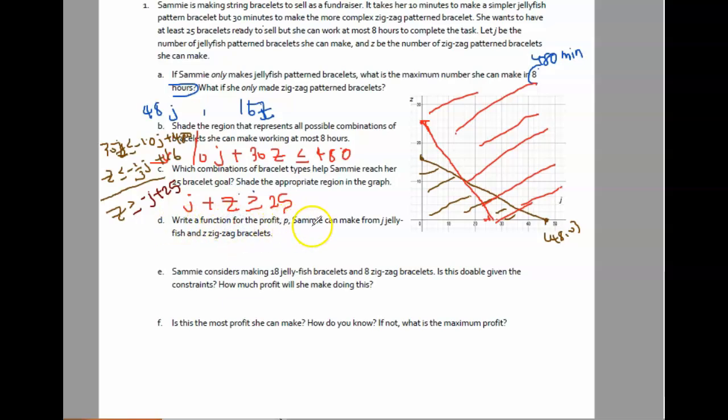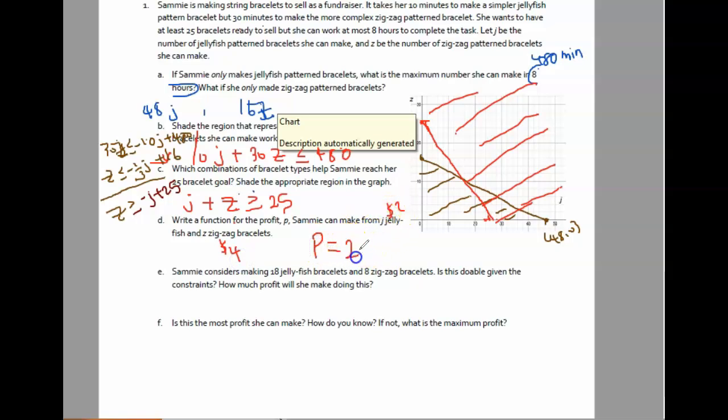Write a function for the profit P that Sammy can make from jellyfish J and zigzag Z. So how much? The problem is missing an important part, but you don't know how much profit she makes if you don't know how much she's selling for, right? So that information has to be included. She is selling the jellyfish for $2, and she's selling the zigzag bracelet for $4. So what would be the profit? Just like the cupcake one before, $2, and she has J of them, so 2J, and $4, Z of them, 4Z. P equals 2J plus 4Z is going to be the total profit for her sale.